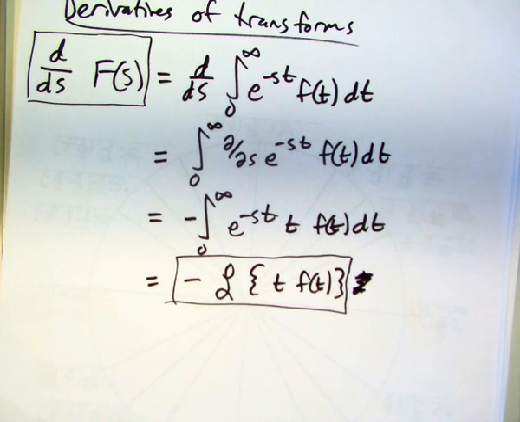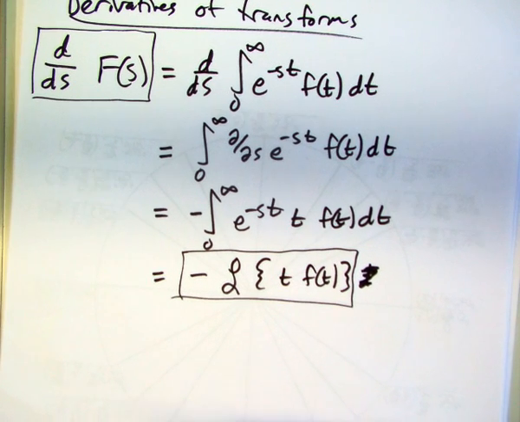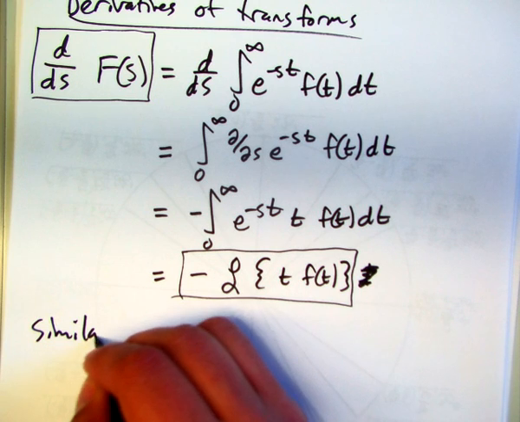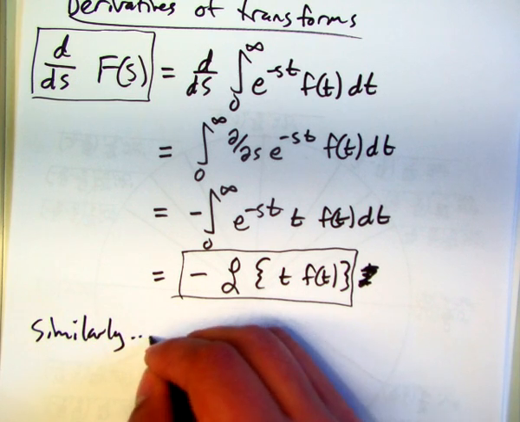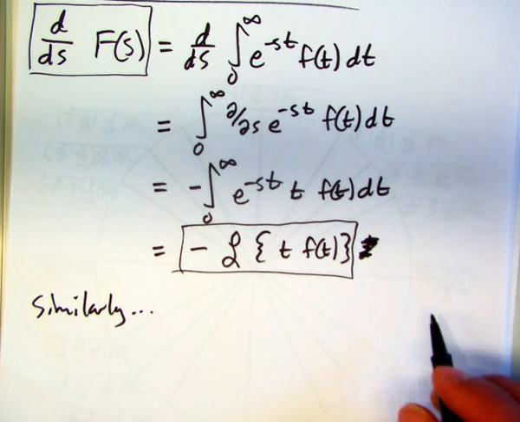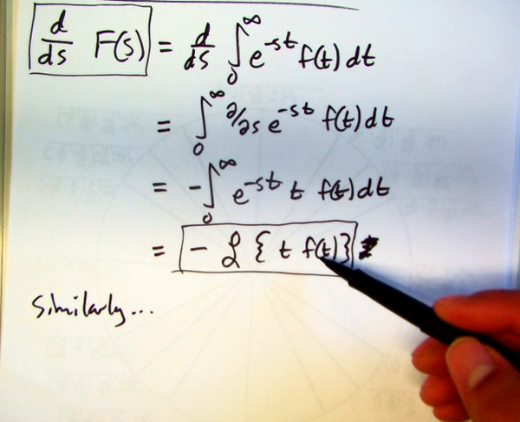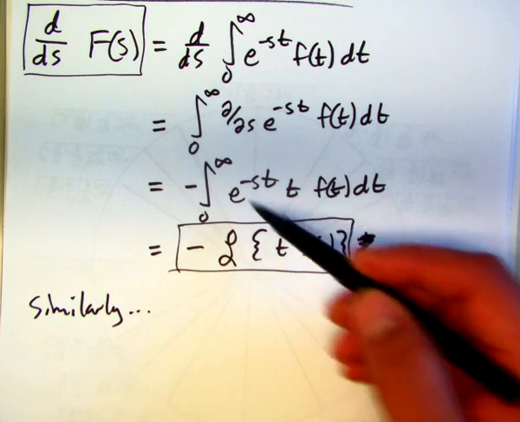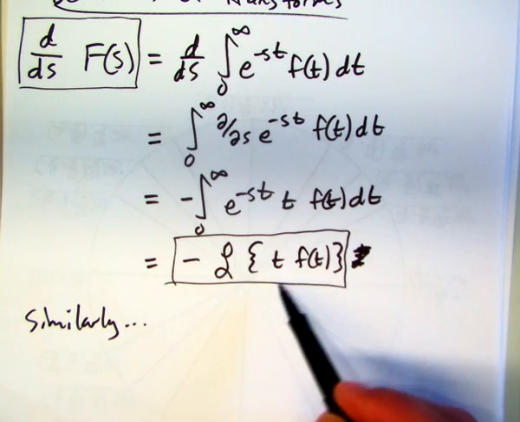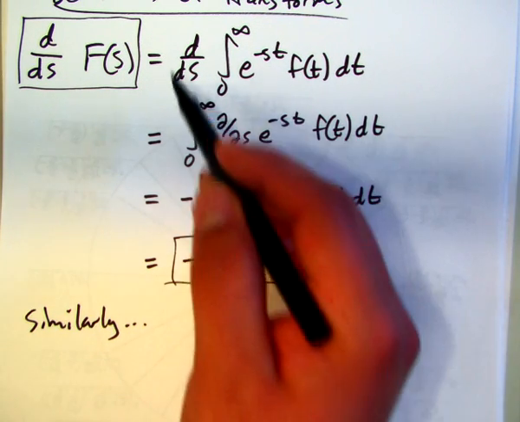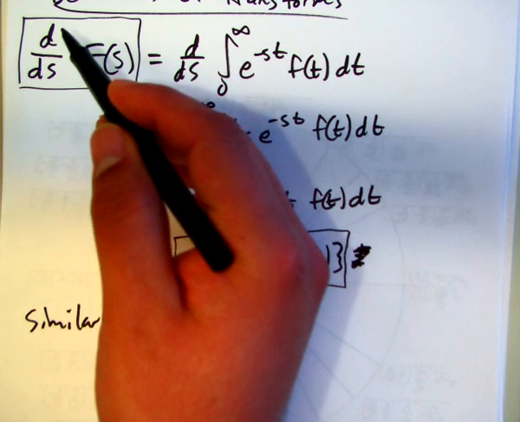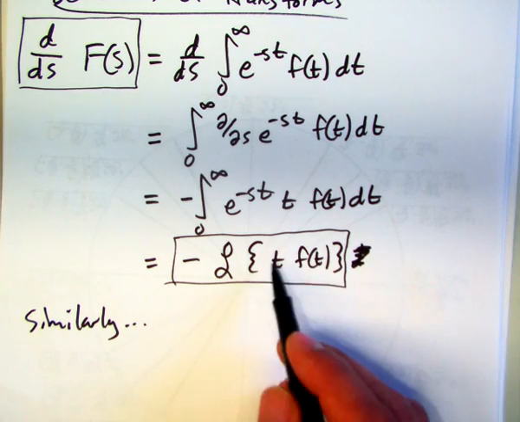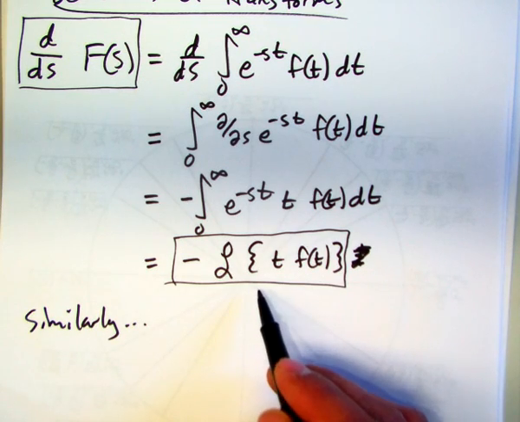Which actually helps us going the other way too. So similarly, we can argue the same thing and go backwards. If I wanted to go from a function where we had this extra t, what we can do is, if we understand that the transform of f of t is F of s, then I could easily just take the derivative with respect to s to figure this out. Okay? And make it negative.